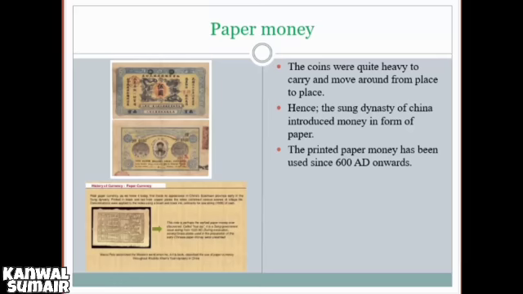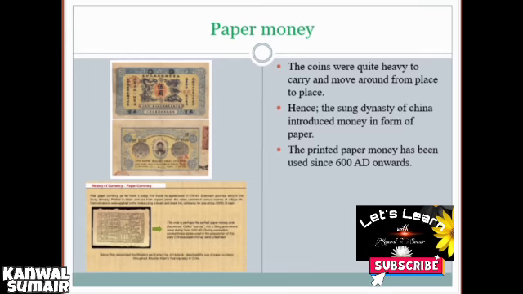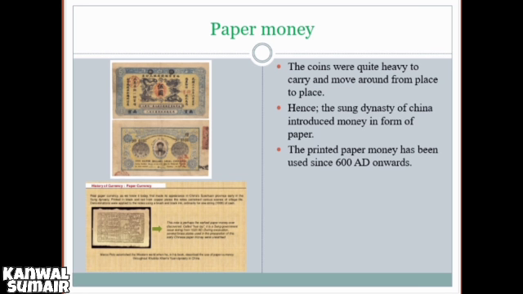Much later, because coins were quite heavy and not easy to carry around, people felt the need to replace them. So, more ideas and inventions followed. And finally, paper money came into being. The first recorded use of paper money was in ancient China, where the Sung dynasty printed currency notes. The Chinese were the first people to print and use paper money from 600 CE onwards. Gradually, other countries and governments followed.